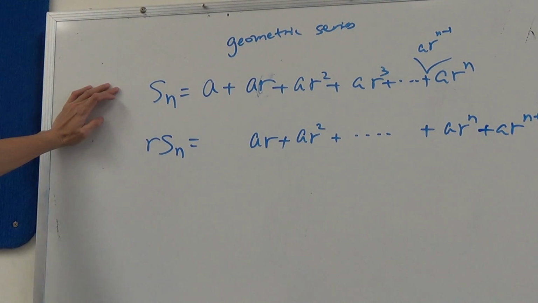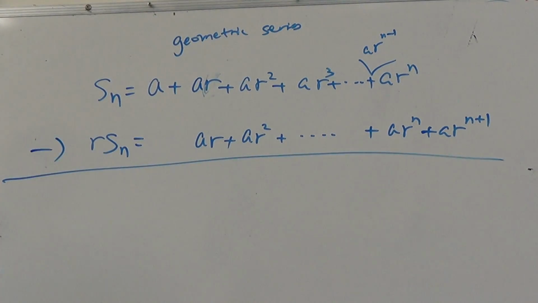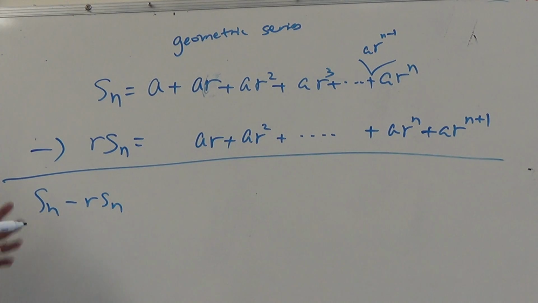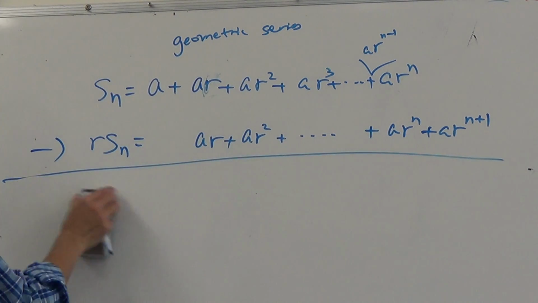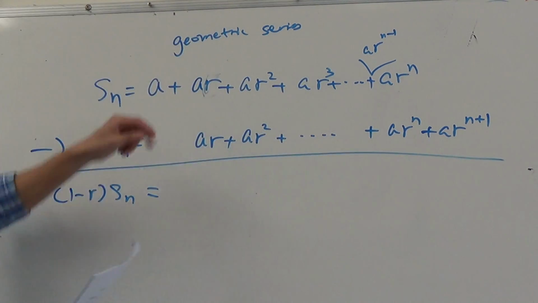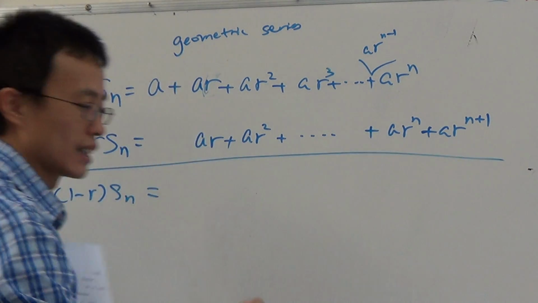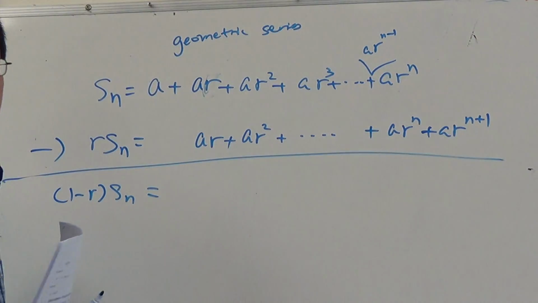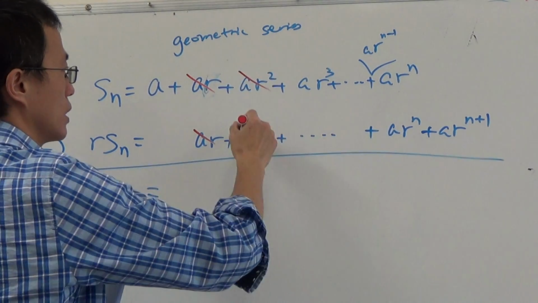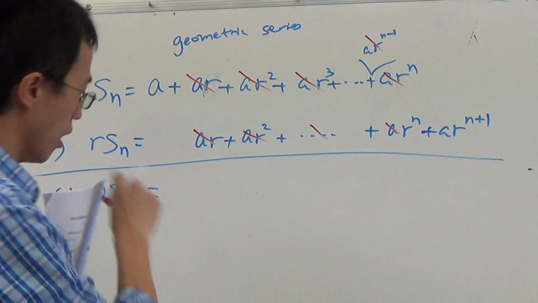Okay, so now what I want to do is subtract this one from this one. So Sn minus R Sn. Sn is a common term, you can pull it out, so it's equal to 1 minus R times Sn. And this should be equal to the right-hand side, subtracting these terms from these terms. Clearly, we can cancel out a lot of terms in between. This one cancels out this one, and so on.